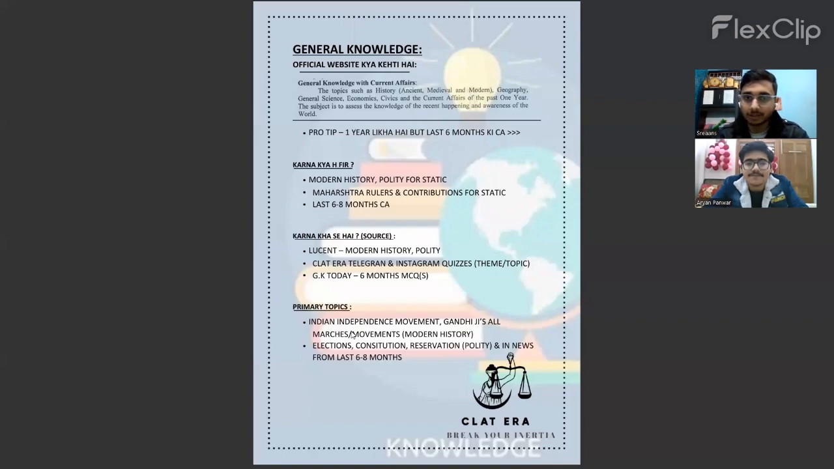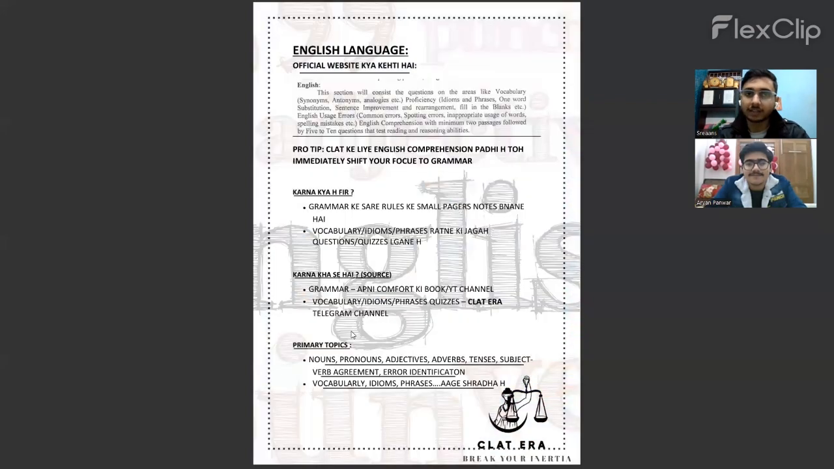Okay. Now move. That's all from the GK part. We have seen the two important things: that GK will dominate for 6 months, and which themes in Static will dominate more, and where to study from. For quizzes practice, Aryan has already stated. So well and good. Now we will move to our next section, which is language.